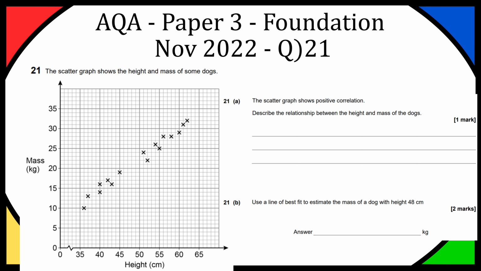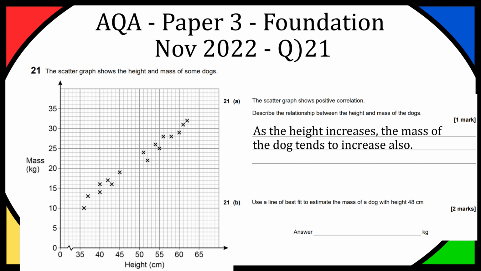So if we need to describe the relationship between height and mass, we would say as the height increases, the mass of the dog tends to increase also. Now you could probably have outliers. You could have a really tall but skinny dog or a really short and stocky dog, but those are more extremes. This is the general trend, so this is how I would describe it, and that should get you your mark.